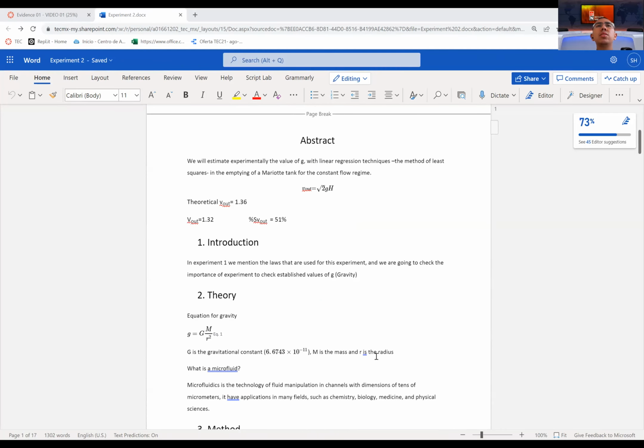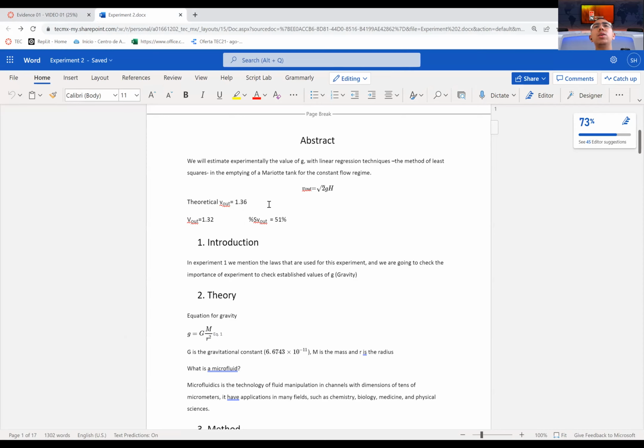In this experiment, we will estimate experimentally the value of g, that is gravity, with linear regression techniques and the method of least squares, in the emptying of the Mariotte tank for the constant flow regime. Right here, we have our theoretical velocity out, that is 1.36, and our experimental velocity out is 1.32, with a percentage standard deviation of 51%.